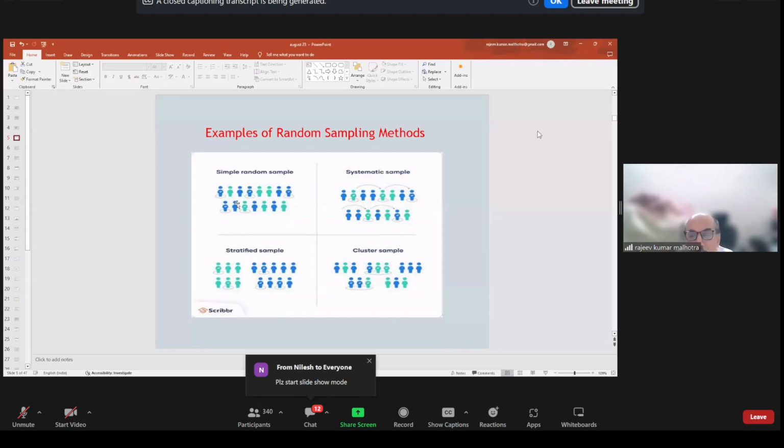And for some examples, if you have finite populations, in that case you may have a list. I am taking the finite population example. After that, third is stratified sampling. Stratified sampling means we stratify the population into two or more groups.